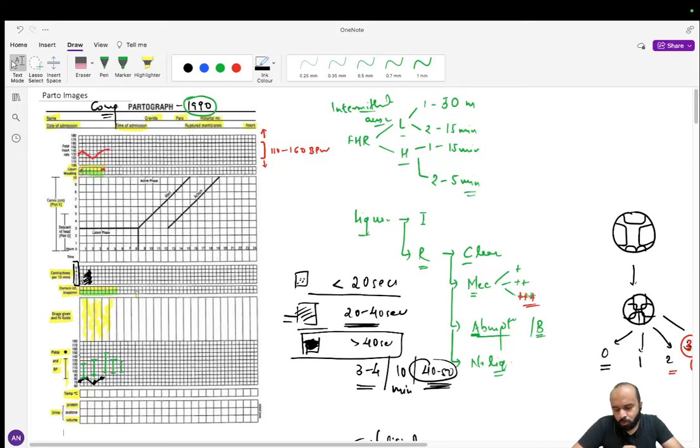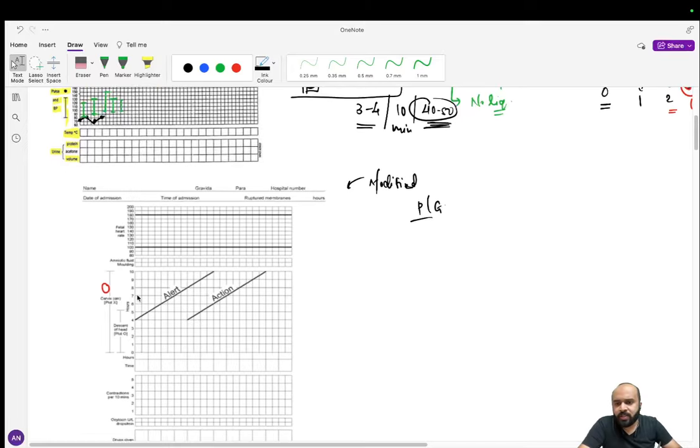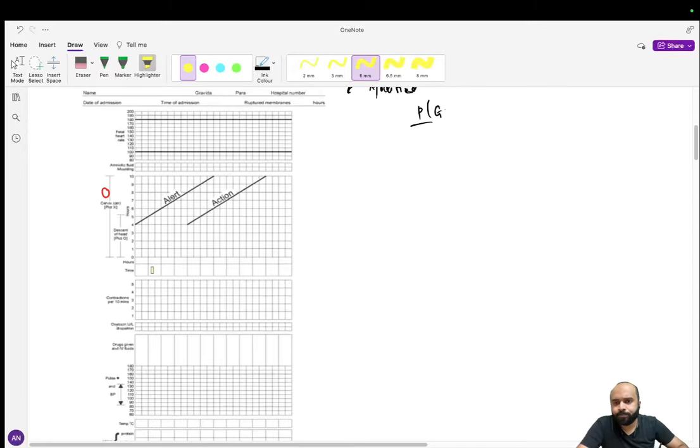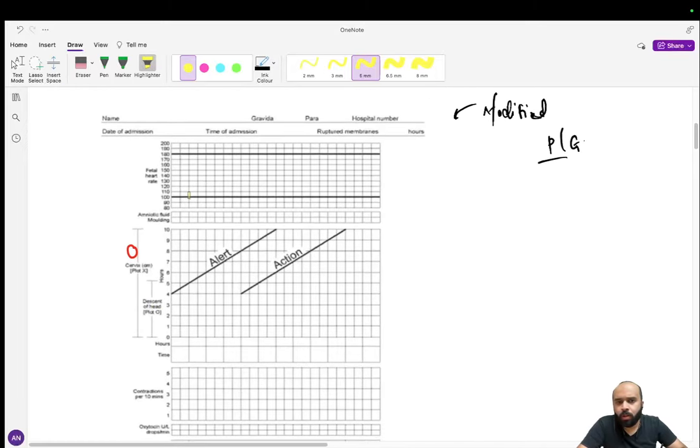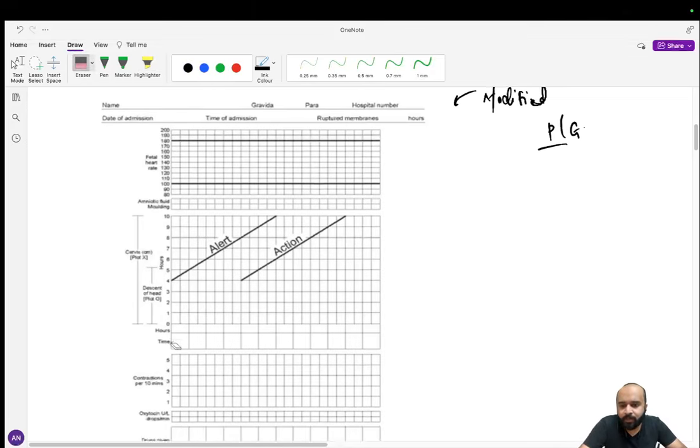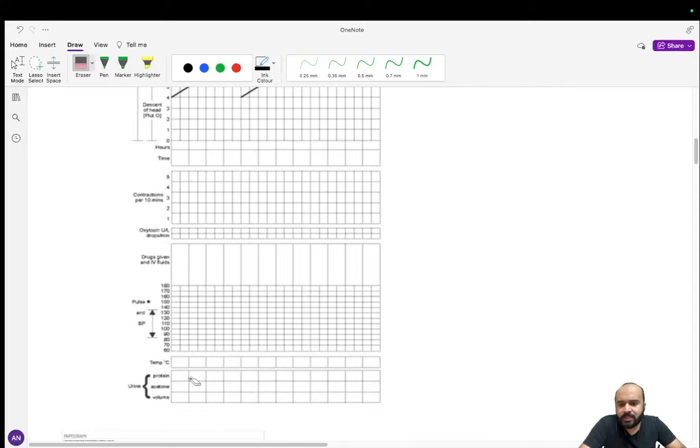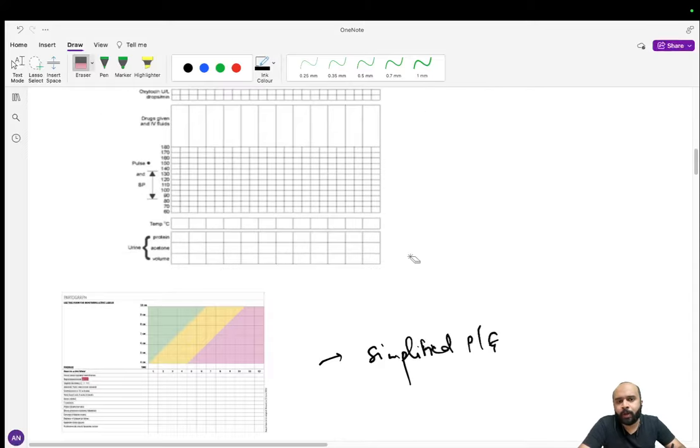Okay. So next is my modified partograph. Not much of a change. The only change was that they eliminated the most obsolete thing, I would rather say, that was the latent phase. They've completely eliminated that. Apart from that, everything is the same in this modified partograph.